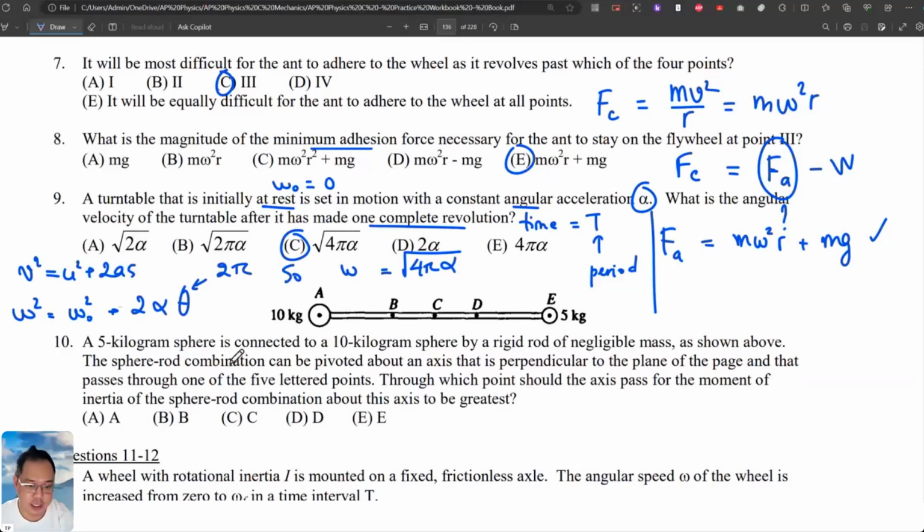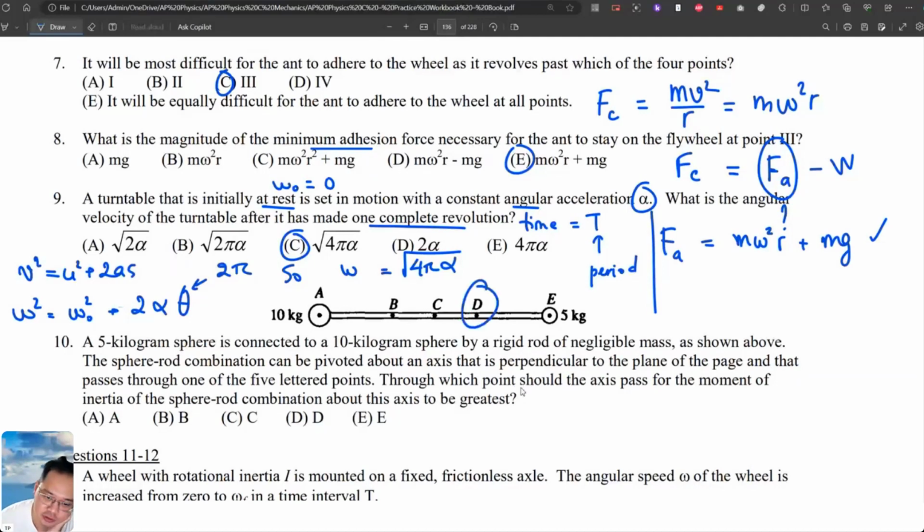Question 10. A 5 kilogram sphere is connected to a 10 kilogram sphere by a rigid rod of negligible mass, as shown on this diagram. The sphere-rod combination can be pivoted about an axis that is perpendicular to the plane of the page and passes through one of the 5 lettered points. Through which of the points should the axis pass for the moment of inertia of the combination about the axis to be greatest? That should be the point D.